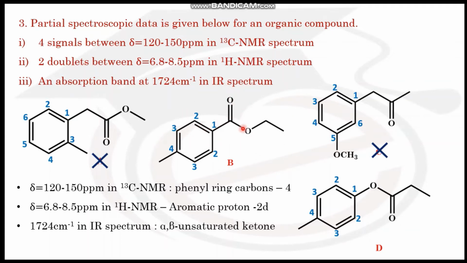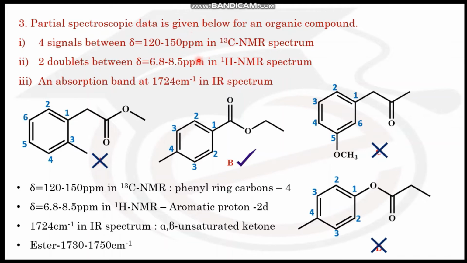Coming to option D, it is not an alpha beta unsaturated ketone, it's an ester. This also has a carbonyl, but if you consider this part only, it's not an alpha beta unsaturated compound. So we can eliminate option D, and the correct answer is option B. This ester carbonyl will have an absorption in the range of 1730 to 1750.